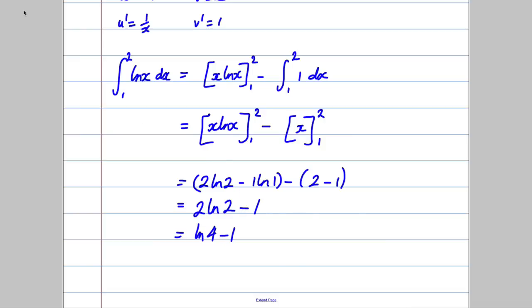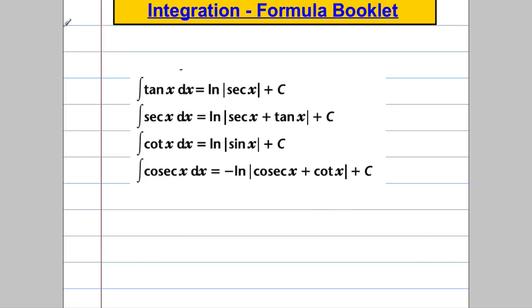Okay, so we're nearly done now. The last thing just to point out is, don't forget, in the formula booklet there are various integrals given to you that might be useful in an integration by parts. So you can choose to be, let's say, your v dash, something that you can integrate, because it's an integral that's given in the formula booklet. So these are ones that I picked out.